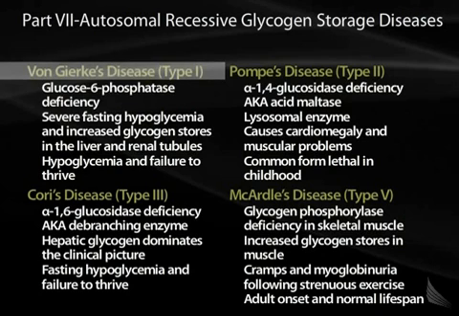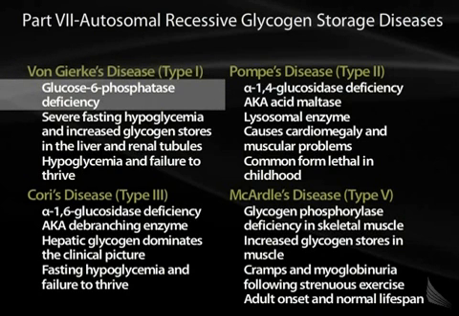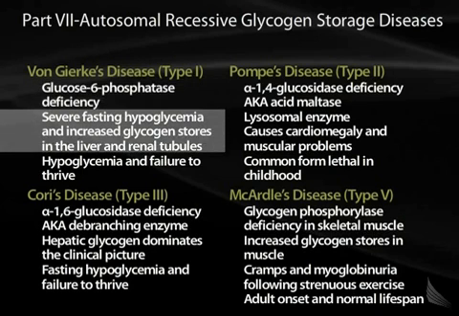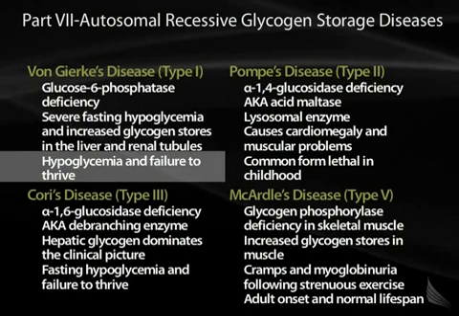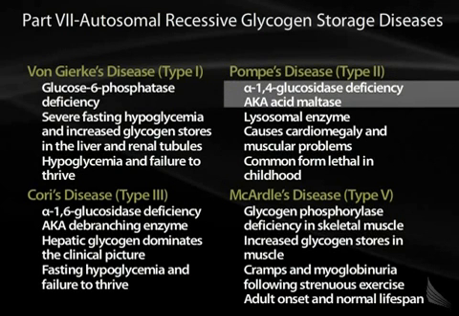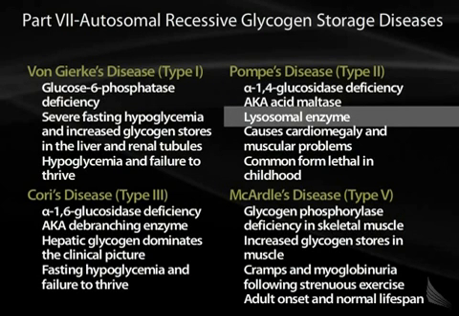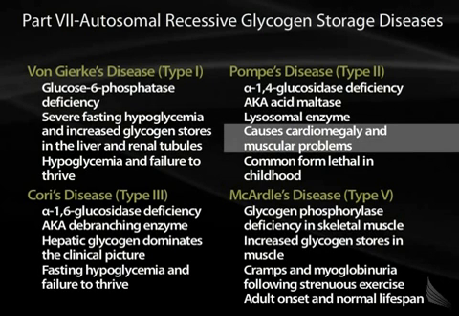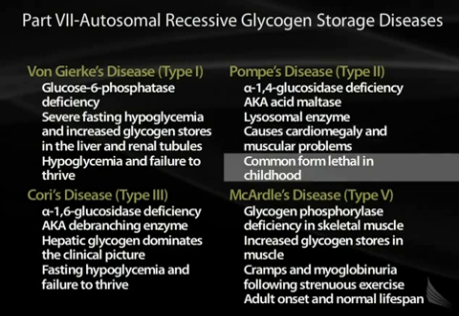Von Gierke's disease is type 1, and it's glucose 6-phosphatase deficiency. What you see in these patients is severe fasting hypoglycemia and increased glycogen stores in the liver and renal tubules. Why? Catabolic defects. They can't break it down, therefore they become hypoglycemic. You also see failure to thrive in infants. Type 2, or Pompe's disease, is an alpha-1,4-glucosidase deficiency. It's also known as acid maltase. This is a lysosomal enzyme, and patients with this defect have problems such as cardiomegaly and muscular problems. The common form is lethal in childhood.